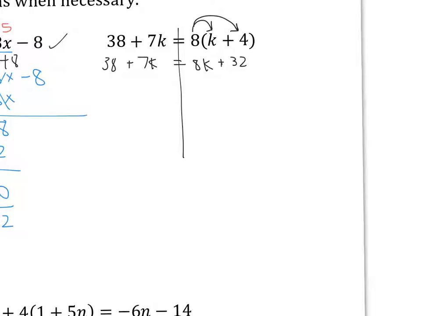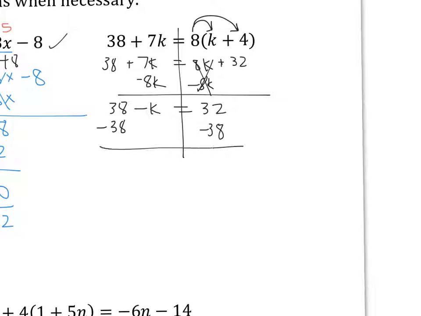Now I'm going to get the k's on one side of the equation, so I will subtract 8k, and then I get 38, and then 7k minus 8k is negative k, equals 32. I'll subtract 38 from both sides of the equation, and I get negative k equals 32 minus 38, which is negative 6. However, I cannot have my variable be a negative. So I will divide by a negative on both sides of the equation, and I get k equals positive 6.